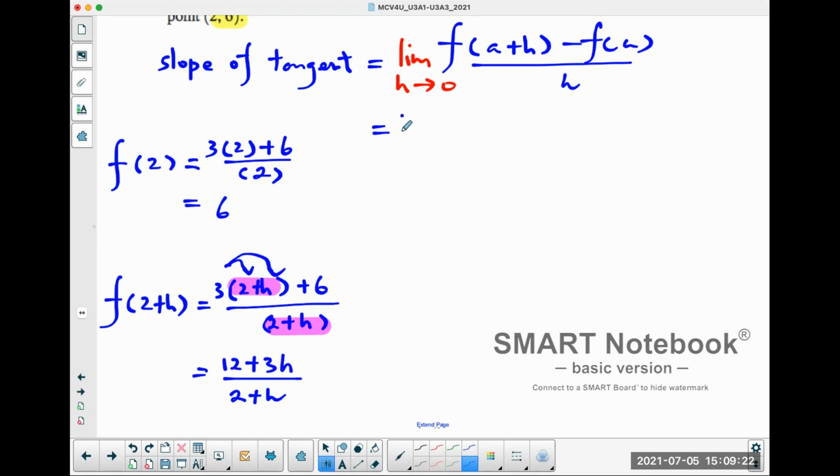So this becomes limit h approaches 0, 12 plus 3h, sorry, my writing board didn't register well there, 12 plus 3h over 2 plus h minus 6, all over h.